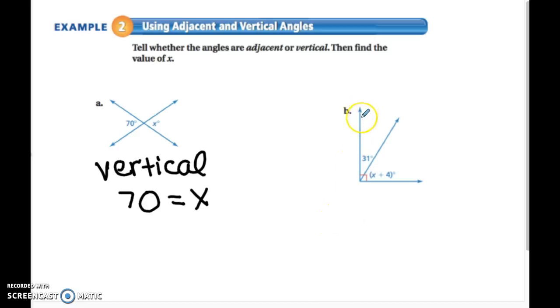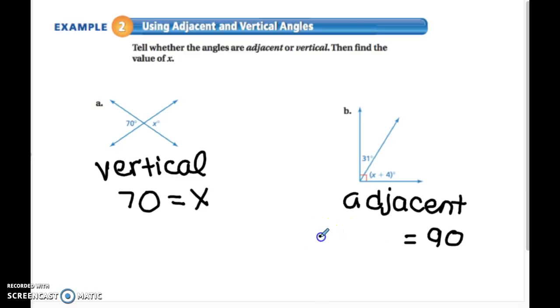In B, we have 2 angles here next to each other. They share a common vertex and side, which means they're adjacent. So we also can see that this is a right angle because it has this little square right here. Right angles equal 90 degrees. This is going to help us find the value of x because we can say 31 plus x plus 4 equal 90 because these two angles together form a right angle.